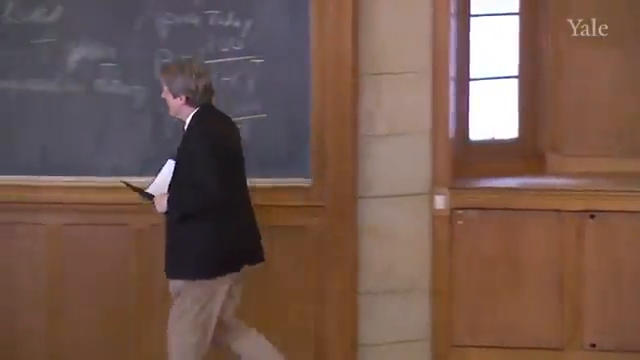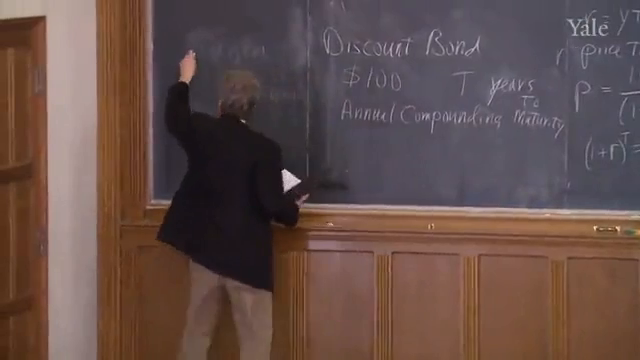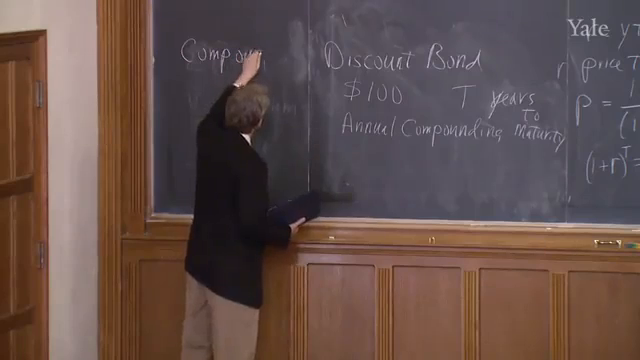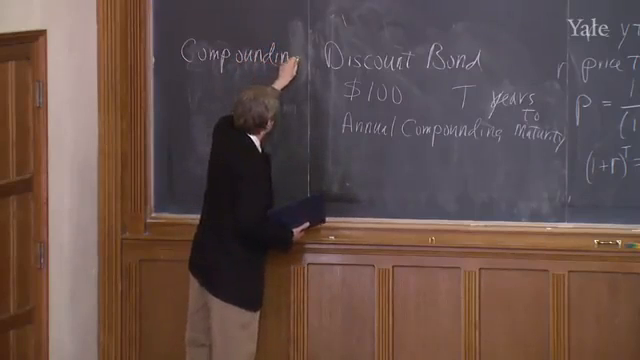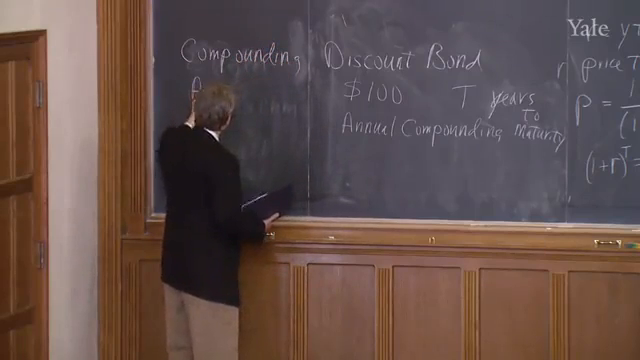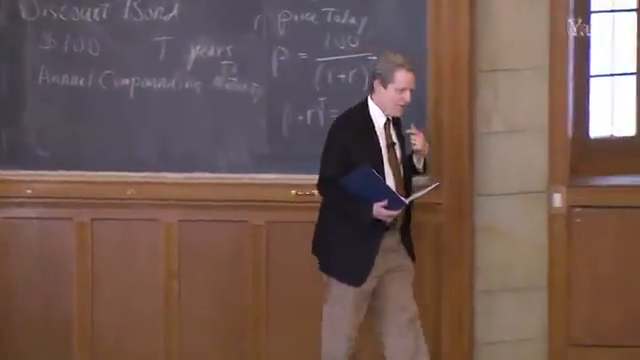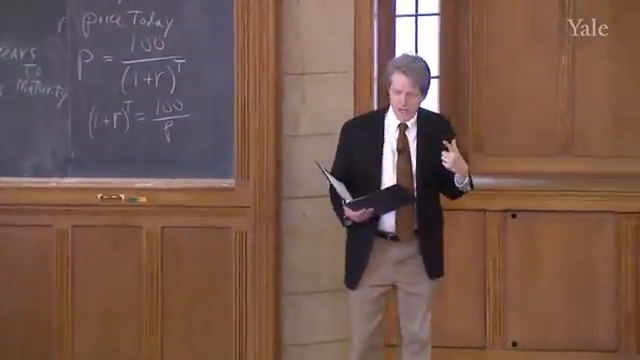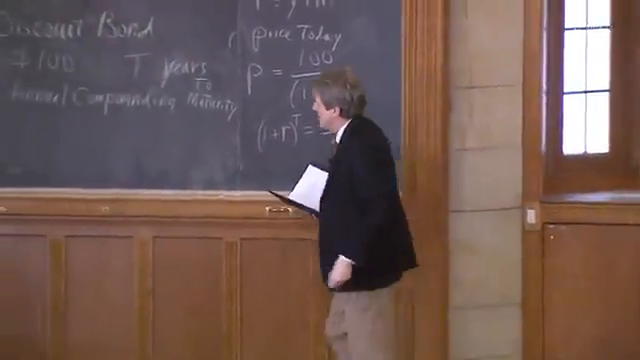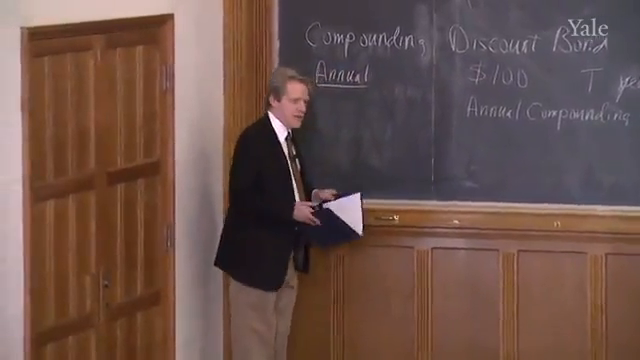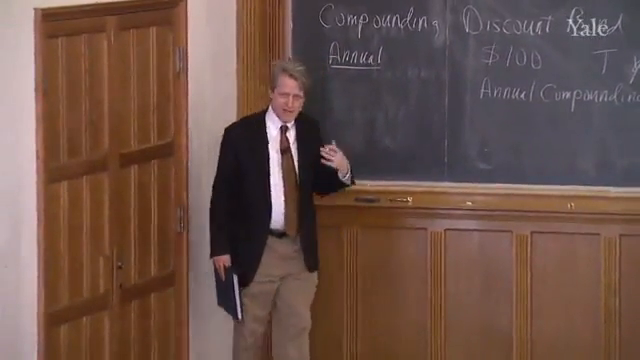Let me just talk about putting money in the bank here. So, compounding. If you have annual compounding with an interest rate of R, and you put your money in the bank, that means you don't earn interest on interest until after a year.